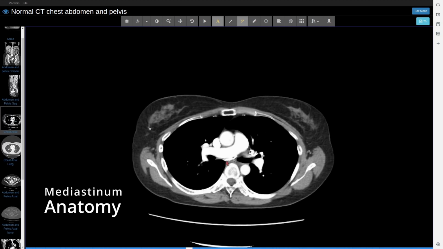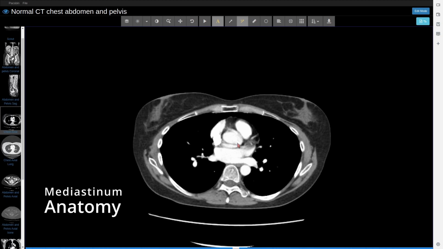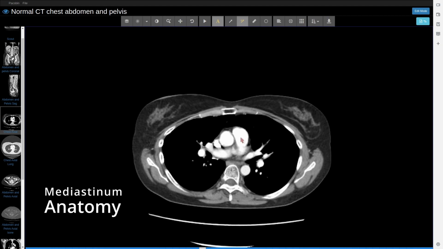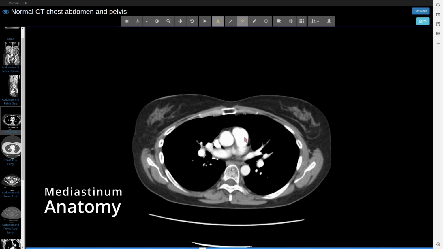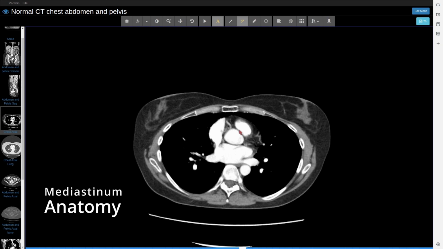Other etiologies can occupy the anterior mediastinum. When evaluating an anterior mediastinal mass, the classic differential diagnosis includes thymic lesions like thymoma, thyroid lesions, lymphoma, teratoma, and other germ cell tumors.